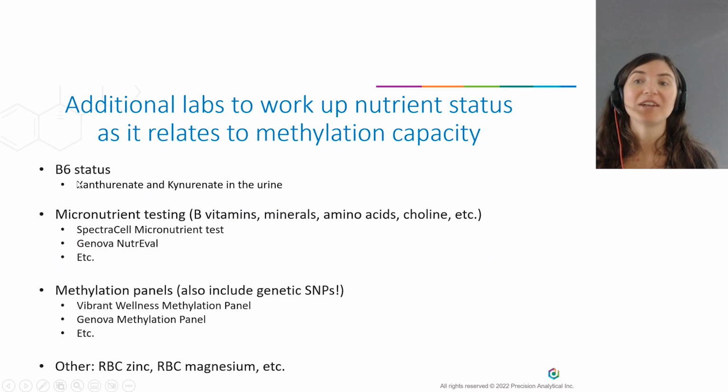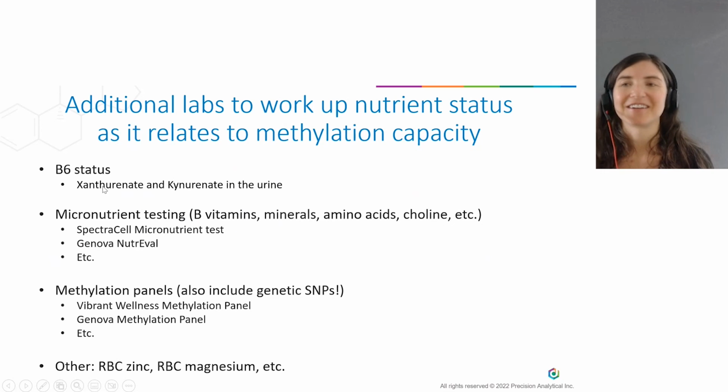B6 status, so one way is to look at these organic acids, the xanthurenate and the kynurenate in the urine. And we actually measure these on the Dutch test. So this is great. We can look at the B6 status on the Dutch test. Hers look good, remember?